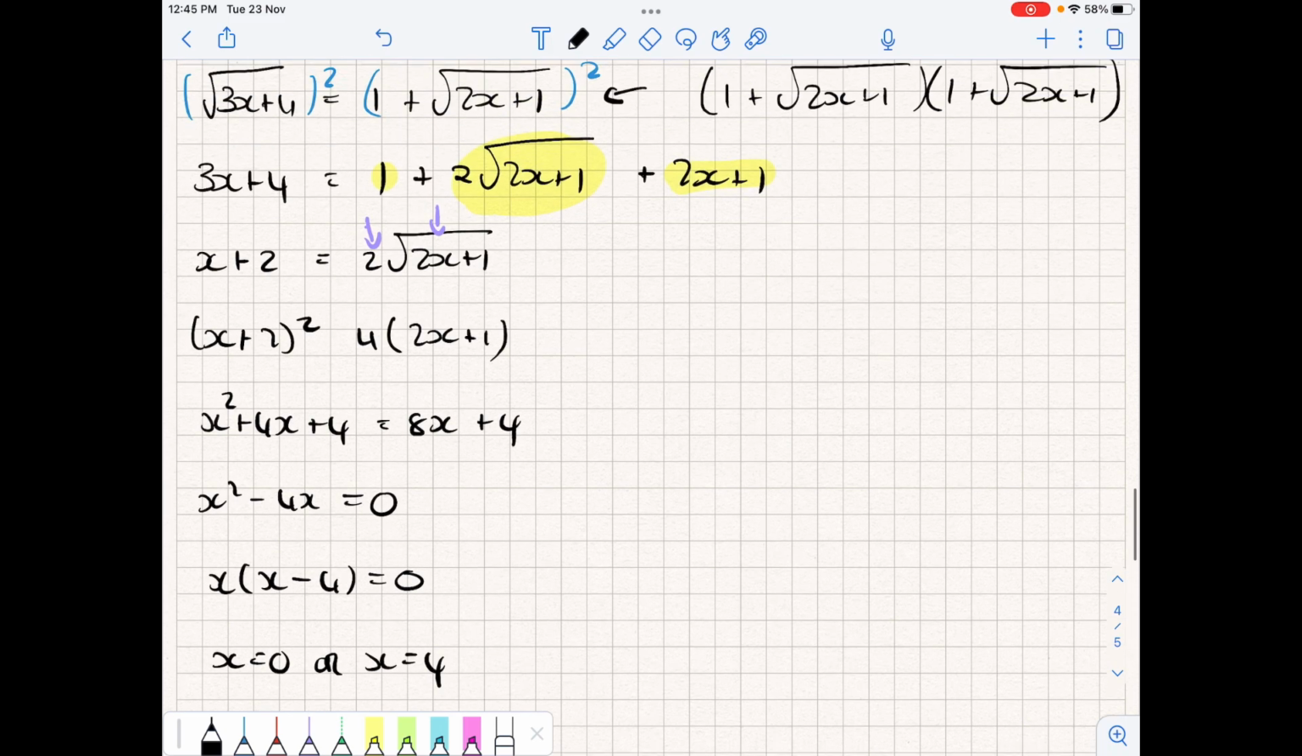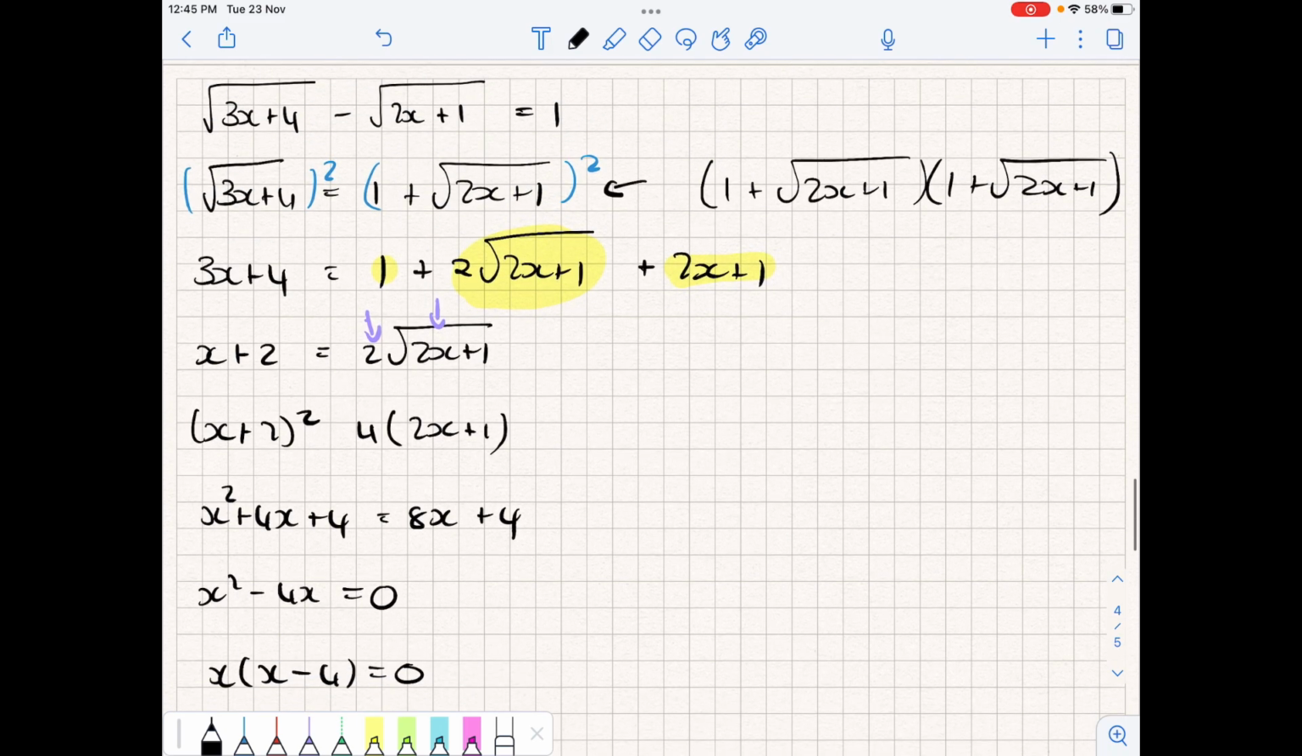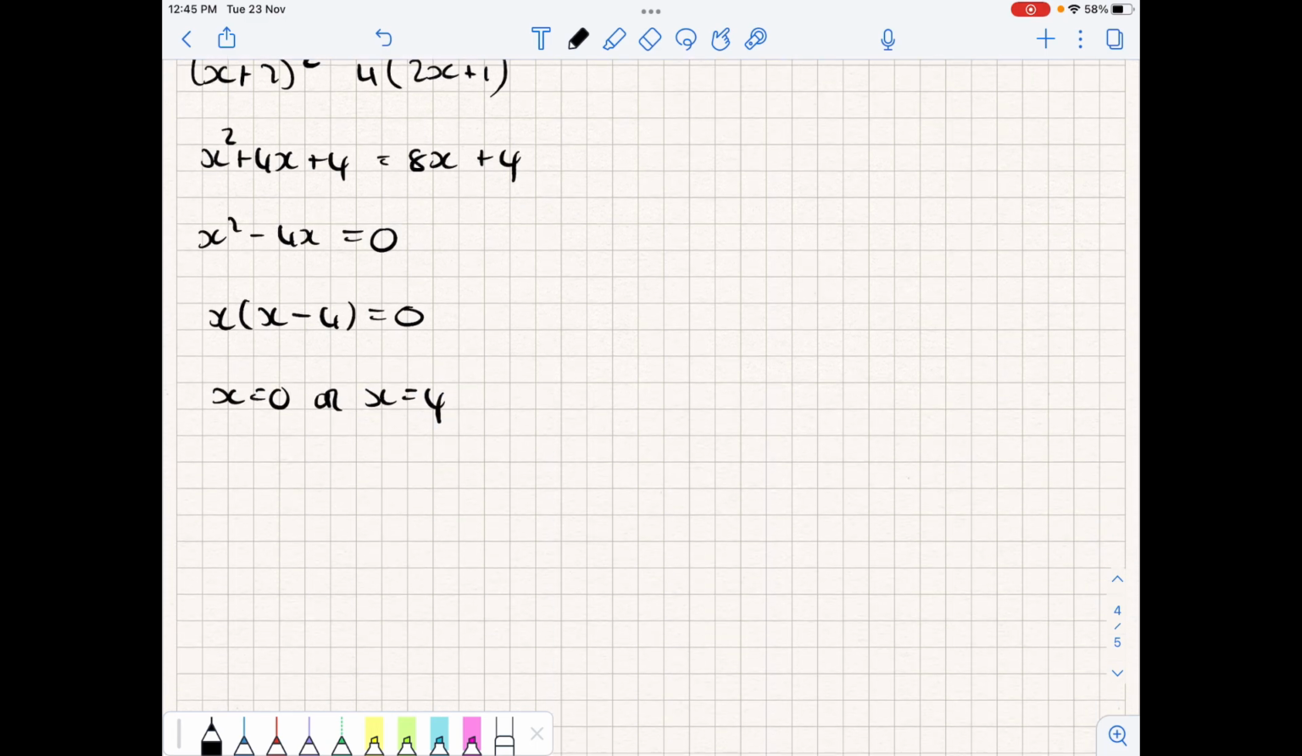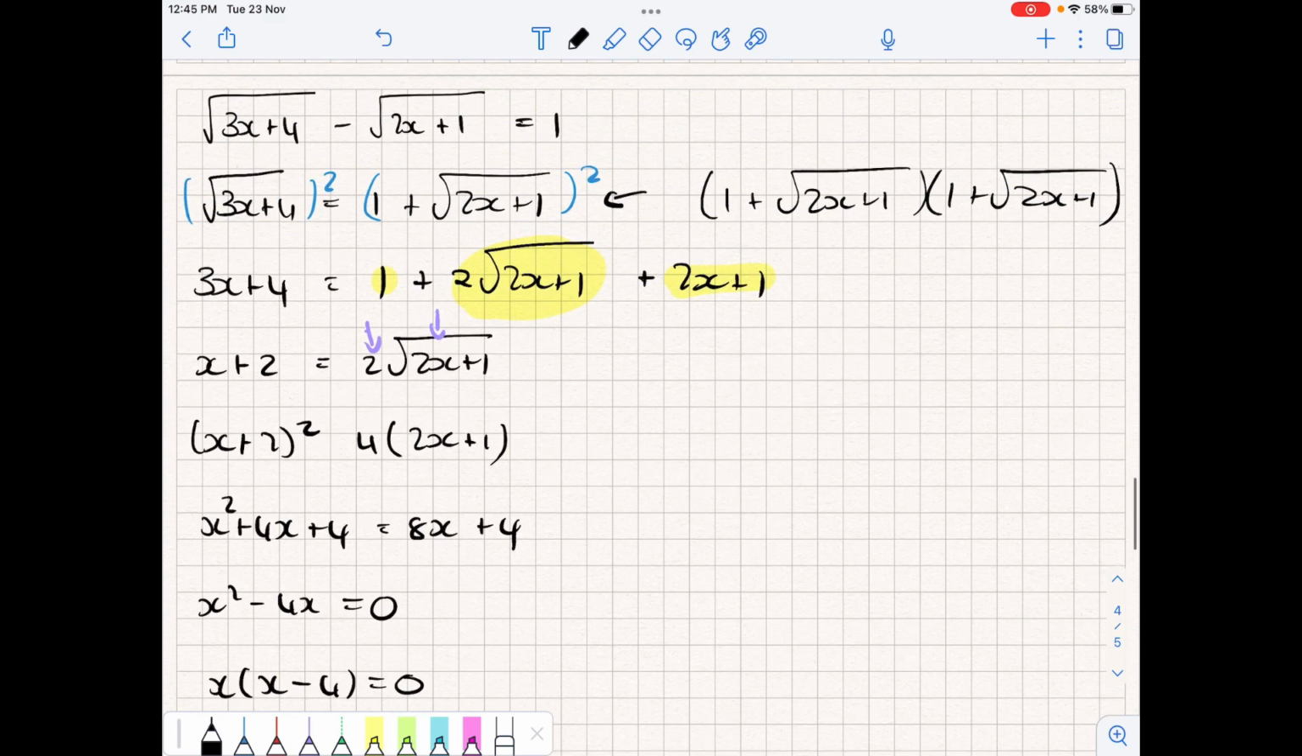Now, because we're working with an equation involving surds again, and because we've squared everything, there's the potential to lose important information, so we need to check our solutions 0 and 4 with the original equation. So if I put 0 into the original equation, I'm going to get the square root of 0 plus 4 minus the square root of 0 plus 1 equal to 1. That's going to give us 2 minus 1 equal to 1, and so 0 is a valid solution.